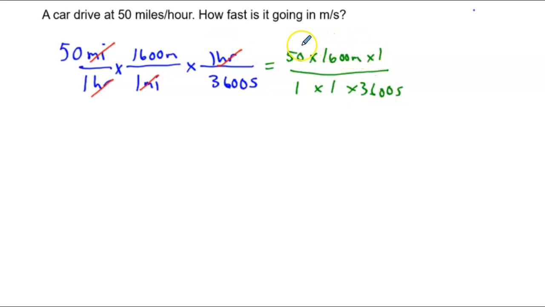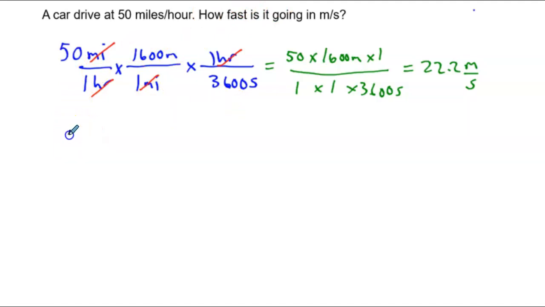And so now if you enter this into your calculator, 50 times 1600 divided by 3600 is going to end up getting you somewhere around 22.2 meters per second. So in terms of using this chain process, I think this is a more efficient way of doing unit conversions. Some people are more comfortable doing 1 unit than the other.